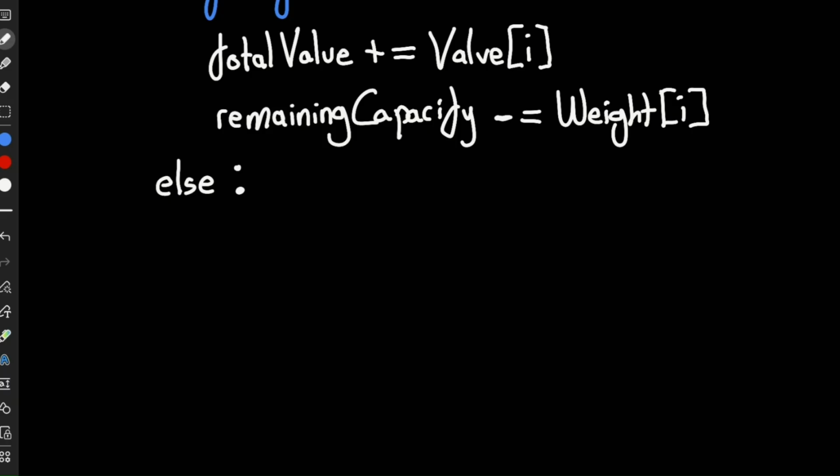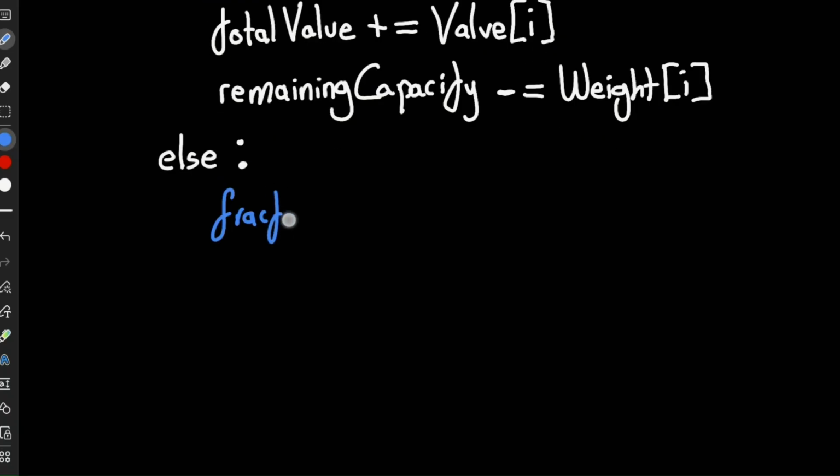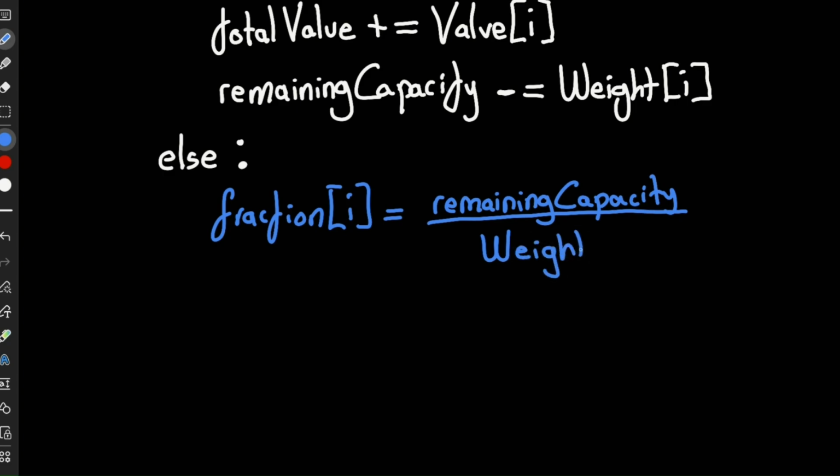However, if the weight of that item is greater than the remaining capacity, that means we can't take this item as a whole. So we need to divide it. We need to get a fraction of it. So in order to do that, we need to calculate the fraction first. Fraction of that item will be the remaining capacity divided by the weight of that item.